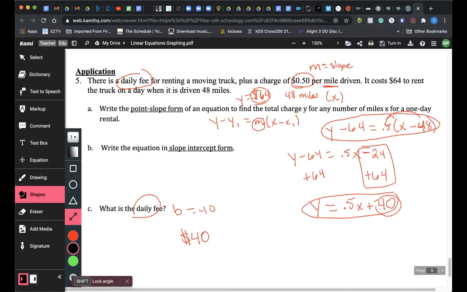All right. So that's slope, point slope form, and using your y-intercepts and all of those things.